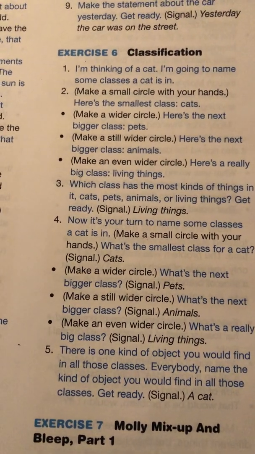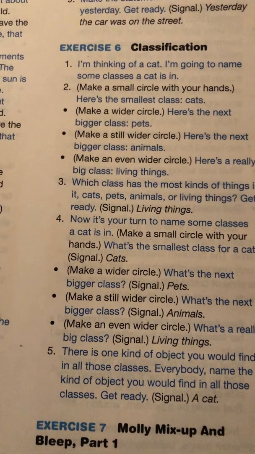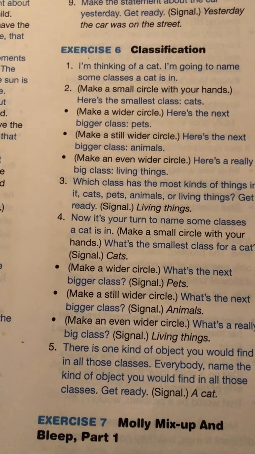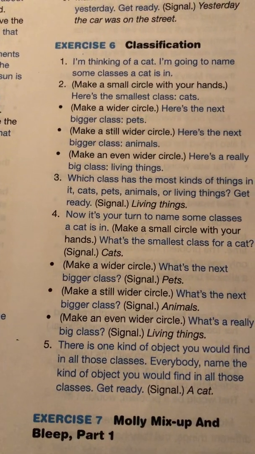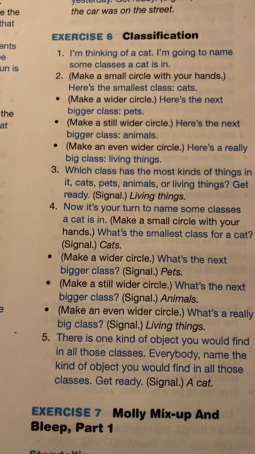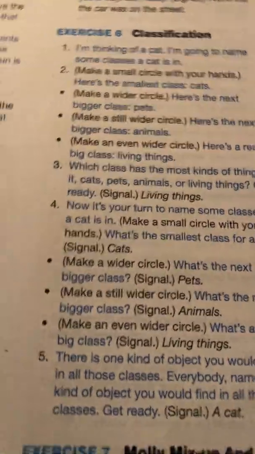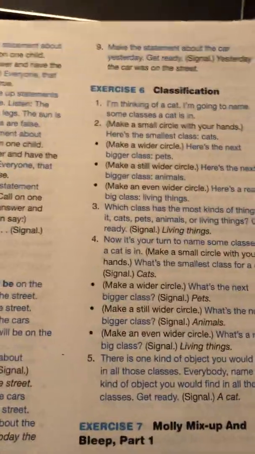Listen, here's the smallest class. Cats. Here's the next bigger class. Pets. And here's the bigger class. Animals. But listen, here's a really big class. Living things. One more time. Smallest circle. Mirrors are still on.